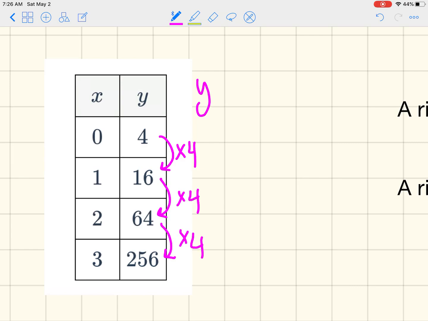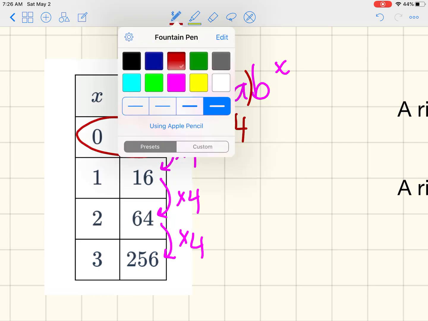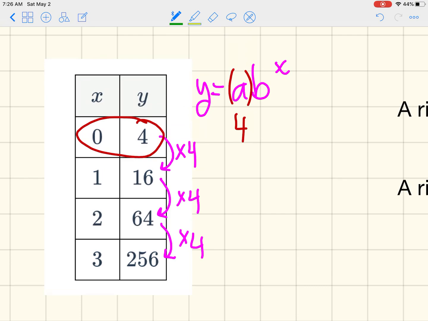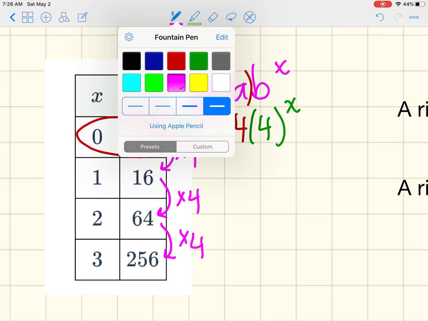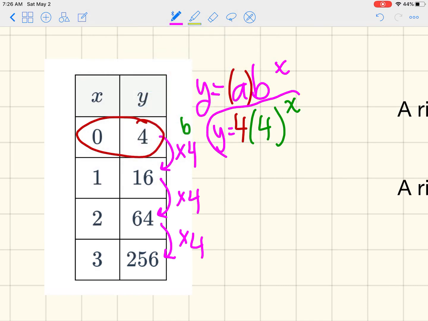So you are using the model y equals a, b to the x. And again, the a value is the y-intercept. The b value is what you're multiplying by every time. And so you have the equation for this chart. 4 times 4 to the x you could write as 4 to the 1 plus x power, but you do not have to do that. If you want to just leave it 4 times 4 to the x, that's fine.